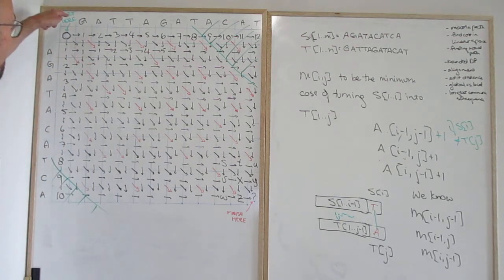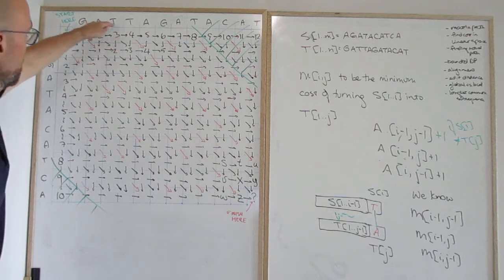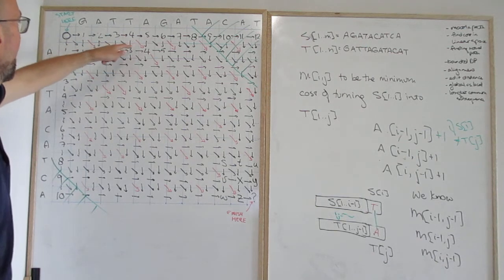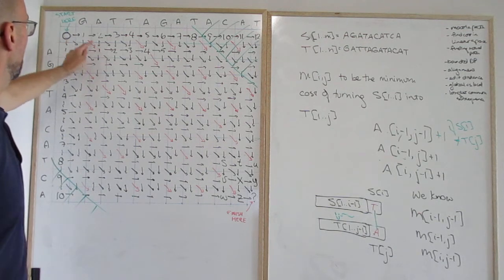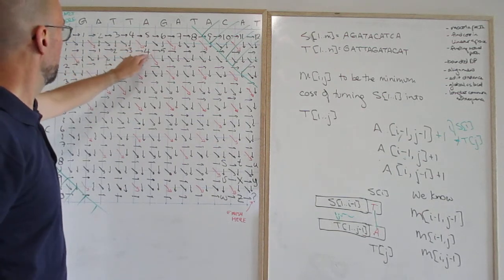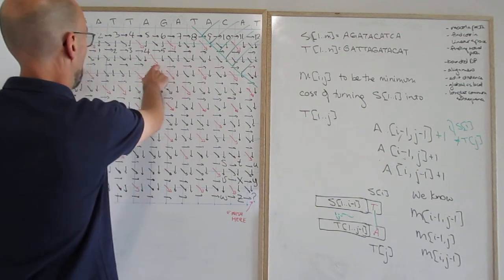The cost of aligning the empty string with the empty string is 0. The cost of aligning G with the empty string is 1. The cost of aligning GA with the empty string is 2. GAT with the empty string is 3. The cost of aligning A and G is 1. The cost of aligning GA and A is 1. Okay, where are the red arrows? The red arrows are exactly when this is an A and this is an A, then you can get from here to here for free. When this is a G and this is a G, there's another G here, so this arrow is red.